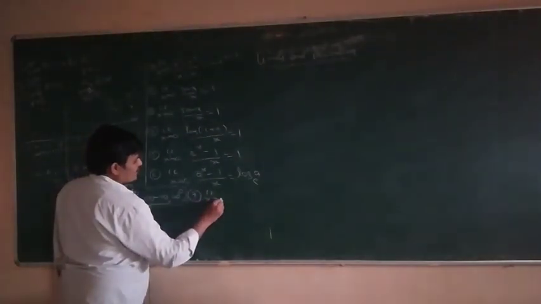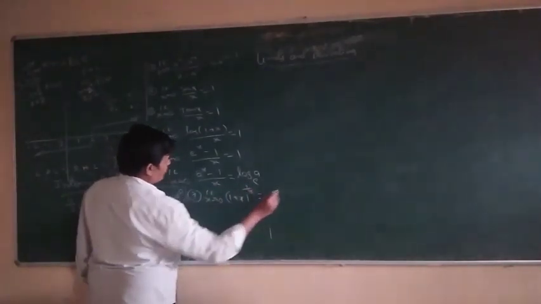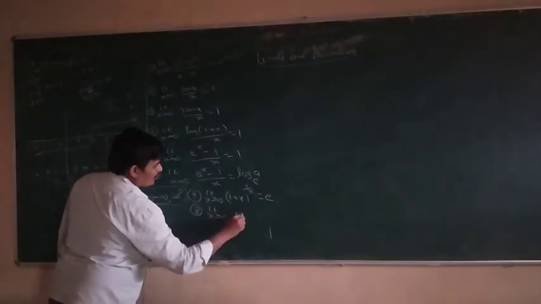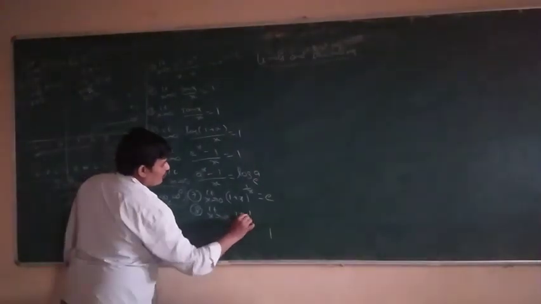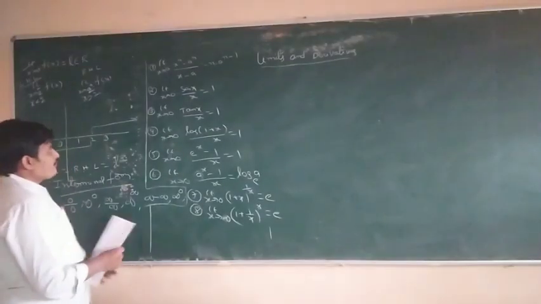Next, limit x tends to 0 of 1 plus x whole power 1 by x is equal to e. Eighth one, limit x tends to infinity of 1 plus 1 by x whole power x is also e.